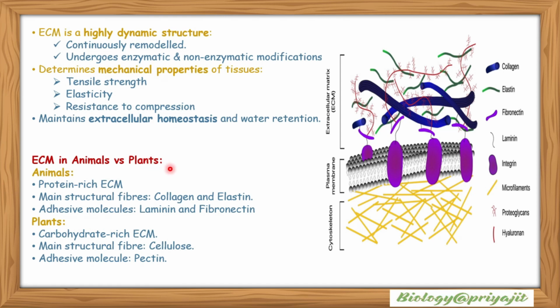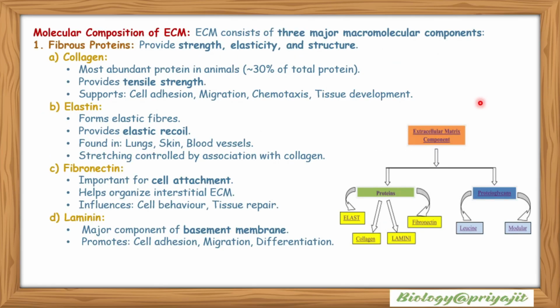ECM in animals versus plants. In case of animals, a protein-rich ECM is there, and the main structural fibers include collagen and elastin, and adhesive molecules like laminin and fibronectin. Plants have a carbohydrate-rich ECM, and their main structural fiber is cellulose, and the adhesive molecule pectin is also present there. Molecular composition of the ECM.